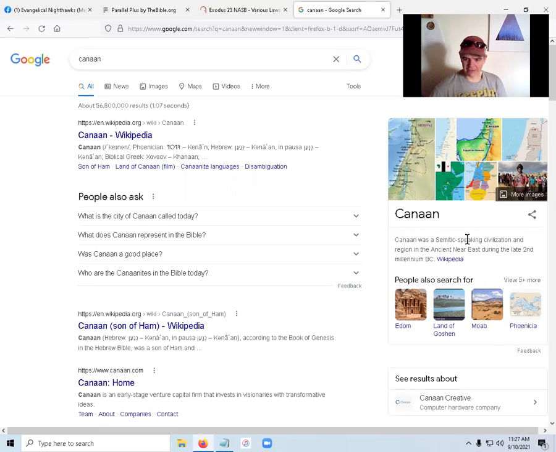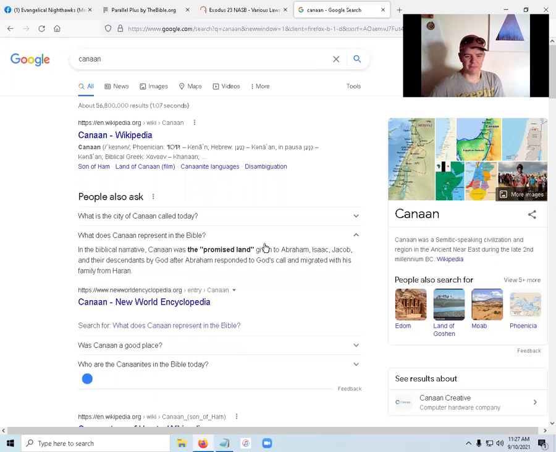Canaan was a Semitic speaking civilization. Semitic is Jewish, basically. So Canaan was a Jewish civilization. Okay, see, so this is it. Canaan, Wikipedia, Biblical Greek. Hebrew. Okay, so we found the right Canaan. What is the city of Canaan? There wasn't a city. What does Canaan represent in the Bible? Was Canaan a good place? Now, this might give us weird stuff. It might not. We can look this up.